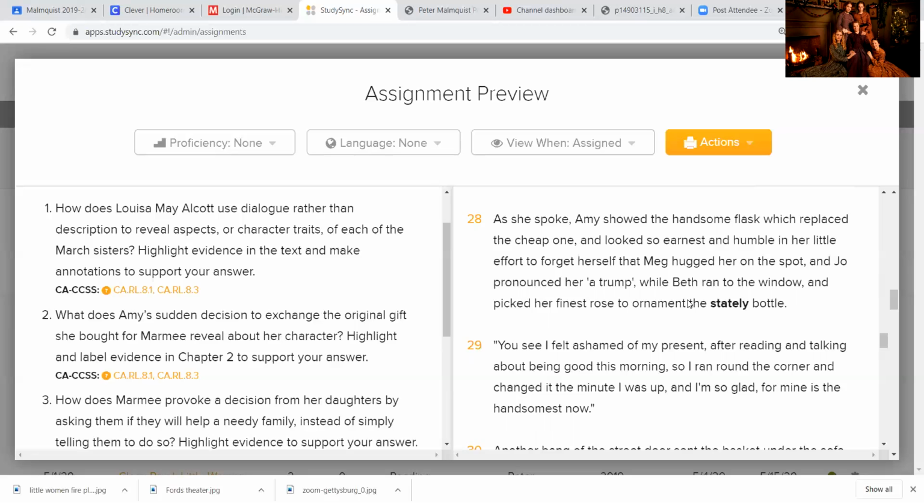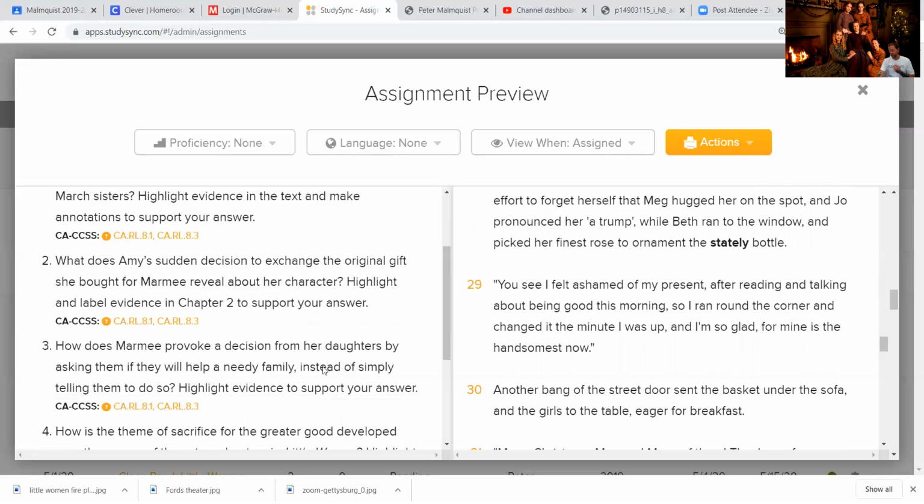So this indicates that Amy is sensitive to her sisters' criticisms because she wants them to be happy with her. So she goes and gets the more expensive bottle rather than the cheap one. Okay, so again, annotate these parts and look in this section for how Amy is changing. Her decision to change. What does that reveal about her character, Amy's character?